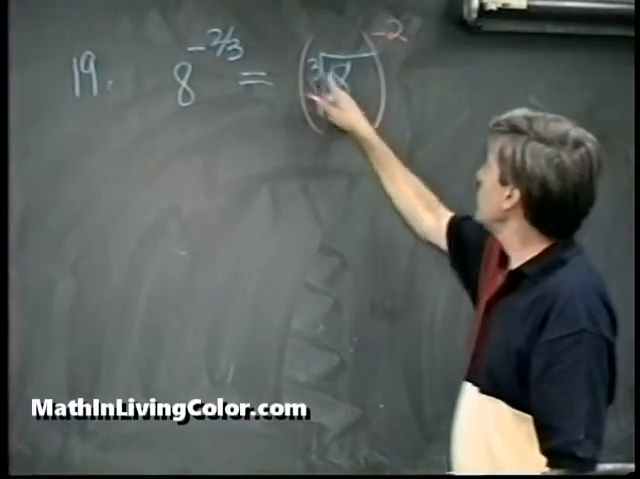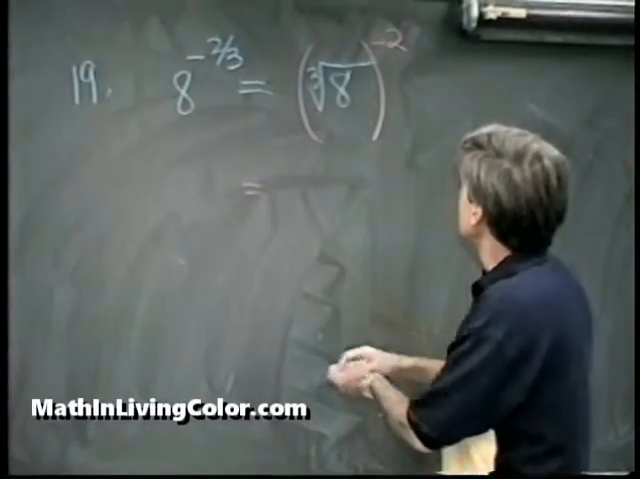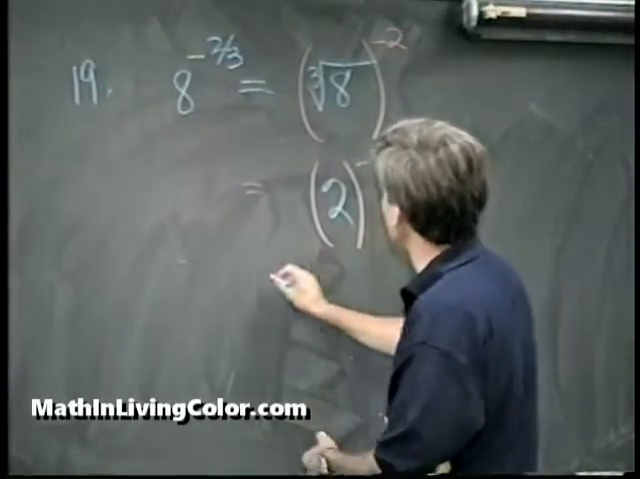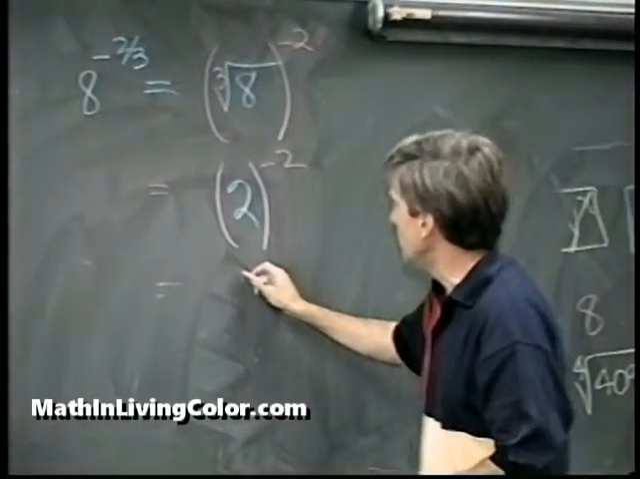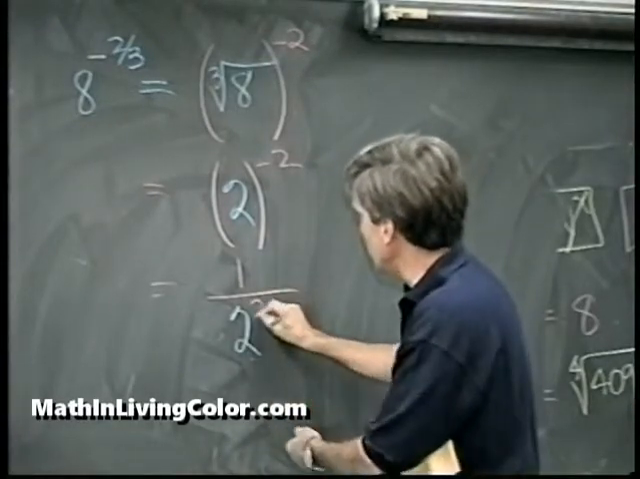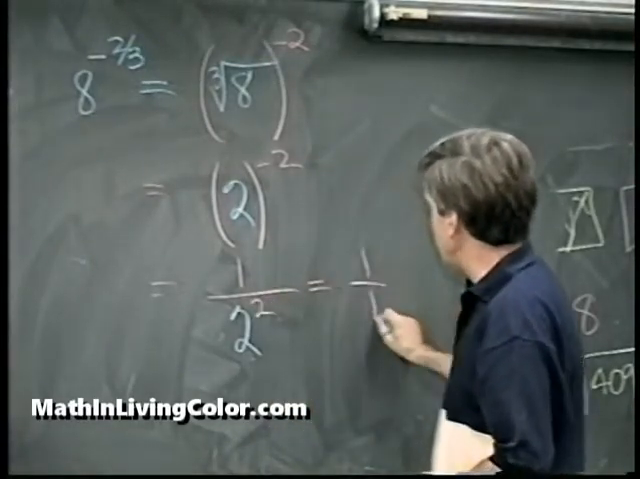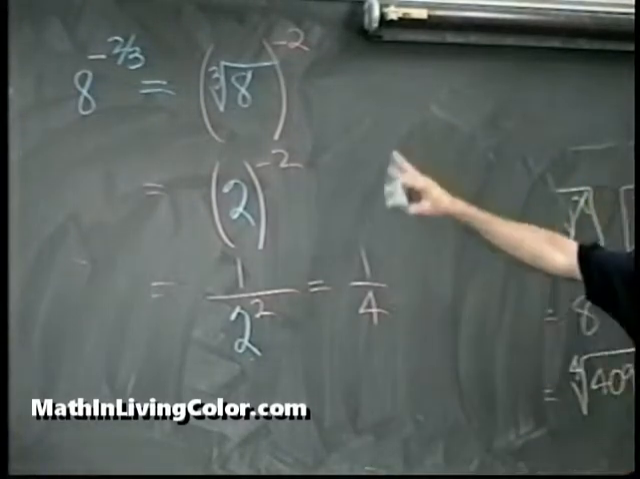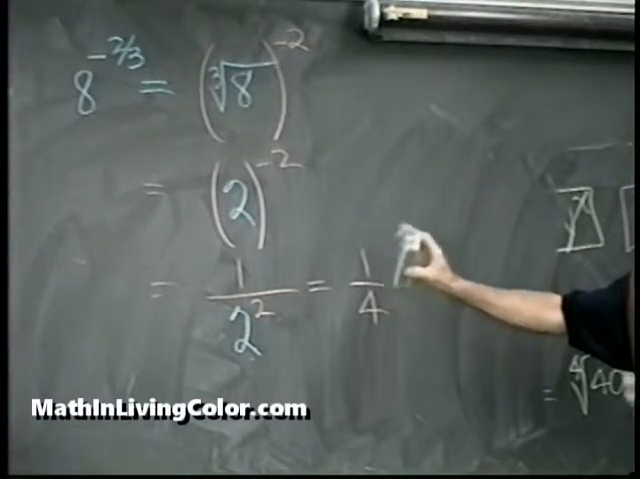Okay, so what's the cube root of 8? 2. So that would be 2, and 2 raised to the negative 2 power. Now what is 2 to the negative 2? 1 over 2 to the positive 2, which would be 1/4. Okay, 1/4. Any question on that? That's the main way to do it.